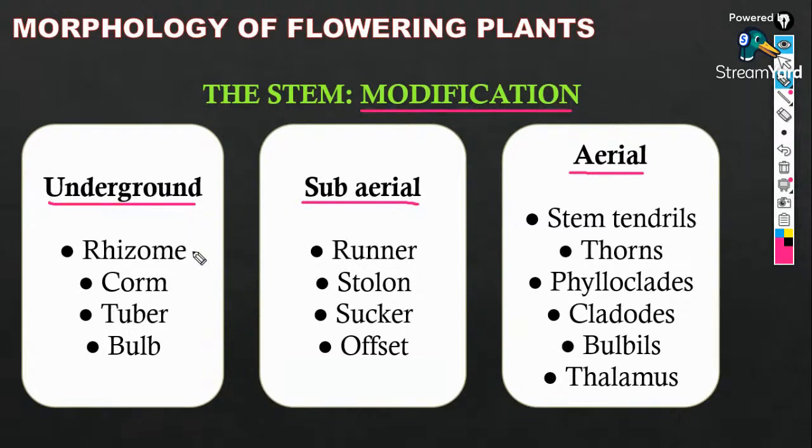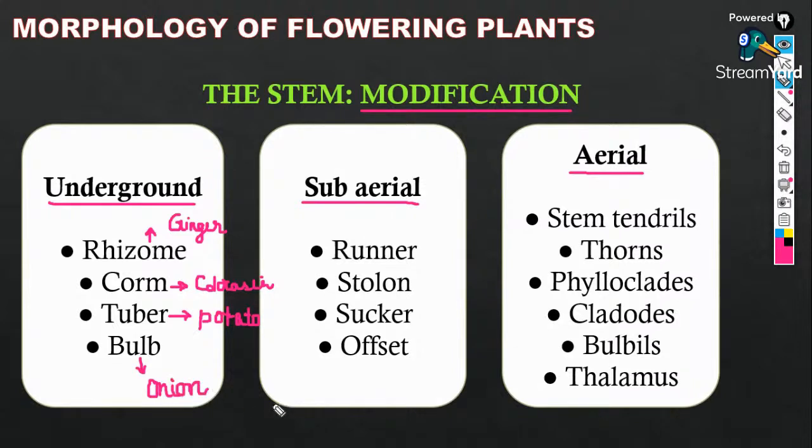Underground stem modification. Rhizome. Can you please tell me where you can find the rhizome? Ginger. Okay. Ginger is an example of a rhizome or underground stem. Corm, colocasia or amorphophallus. Tuber is a similar thing, that is the potato, the familiar thing to you. And bulb, the example for a bulb is the onion.